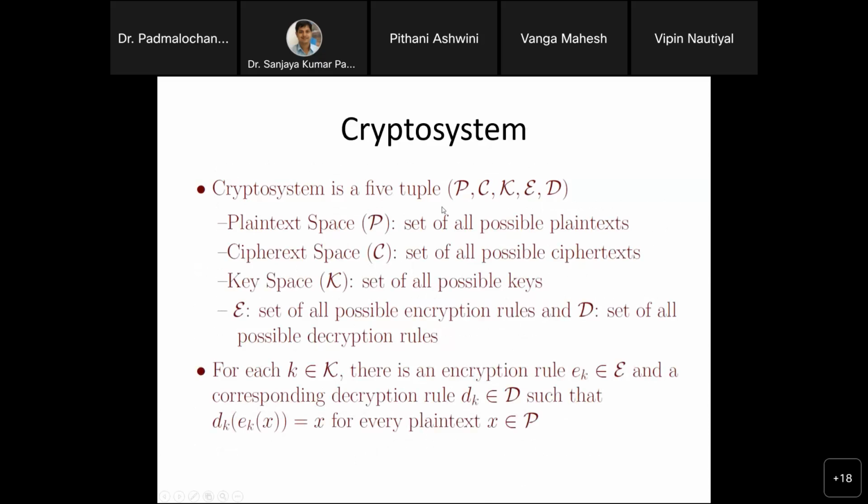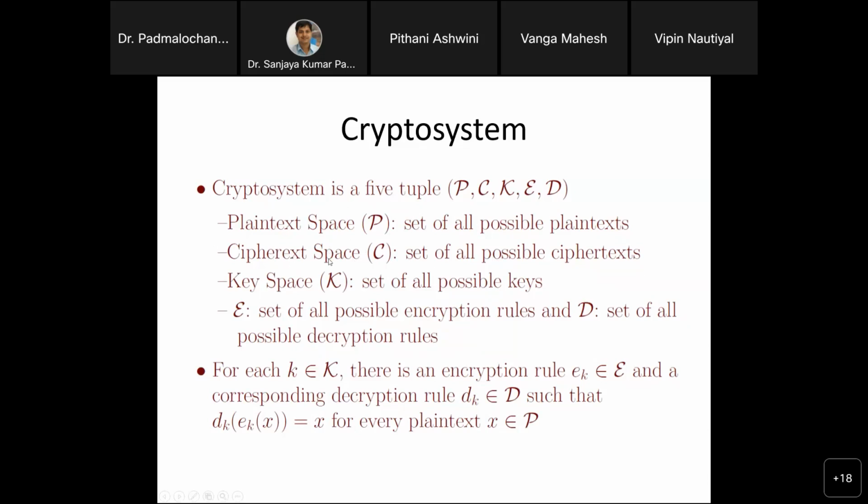If we define a crypto system, it's a 5 tuple. The plain text space P is the set of all possible plain text. So if I say alphabets, 26 characters, then all possible combinations of alphabets would be the plain text space. Similarly, the ciphertext space is the set of all possible ciphertexts. If I say only binary ciphertext of length n, then it would be {0,1} to the power n, so all possible such binary strings would be in the ciphertext space.